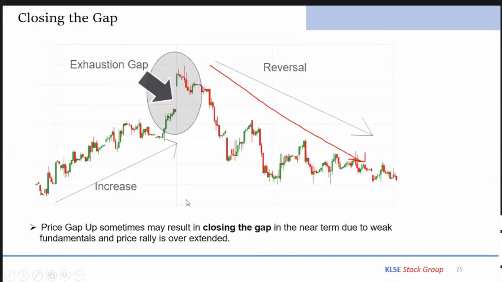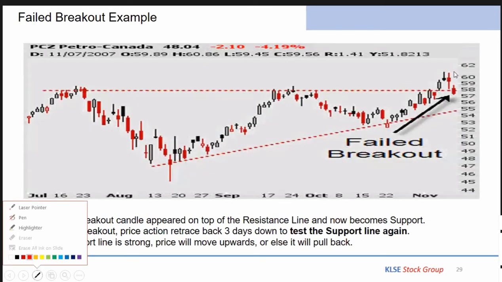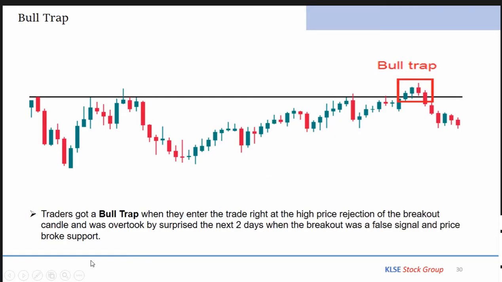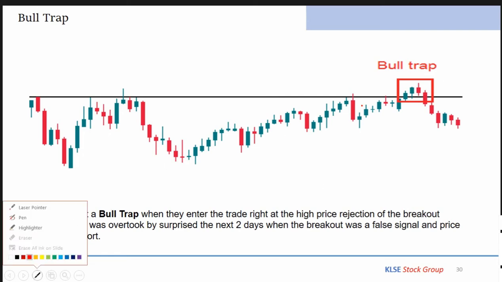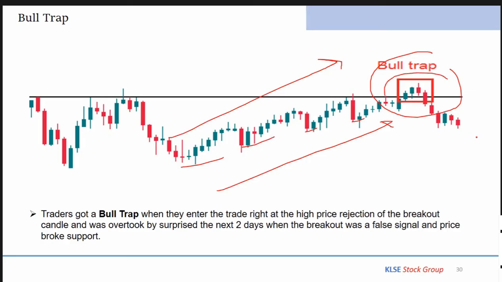Okay, what else? Breakouts. Sometimes with breakouts we will encounter a bull trap. A bull trap is because the breakout fails. Sometimes it can fail. In trading, there's nothing 100% guaranteed. You can see the higher lows, the price moving up, but there's a failed breakout and then the price drops. So there's a risk in trading breakouts.